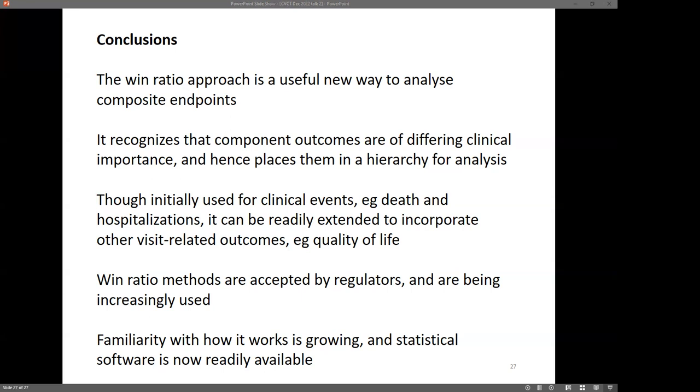Hello. Yeah, thank you so much for the presentation. I was just wondering if the win ratio analysis is already implemented in any R package yet.